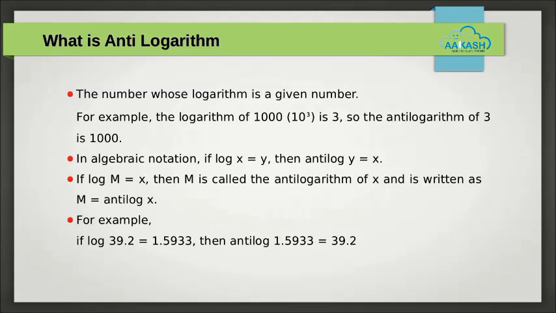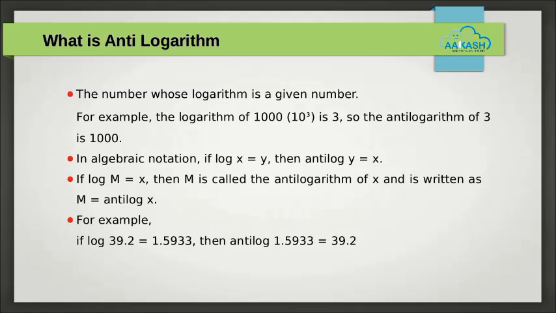So let's begin with understanding what is antilogarithm. It is the number whose logarithm is a given number. For example, the logarithm of 1000, that is 10 cube, is 3. So the antilogarithm of 3 is 1000. In algebraic notation, if log x equals y, then antilog of y equals x.